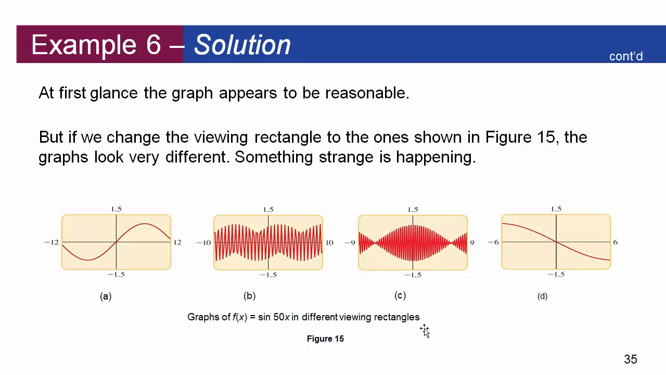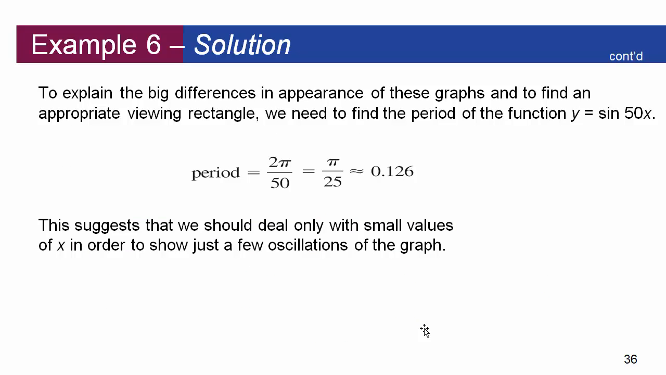Here are some typical examples of graphs of various things, and you can see what happens to the graph when you change your different viewing rectangles. You get a really different look based on where you're going with your window. So that's why it's good to know what the period is and things like that. It helps you get the window right.